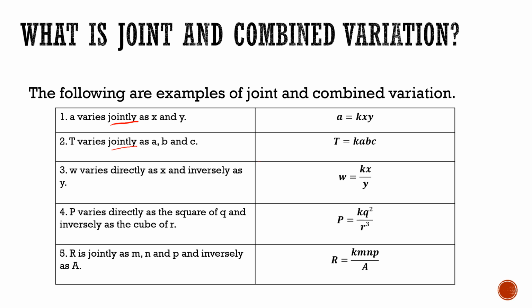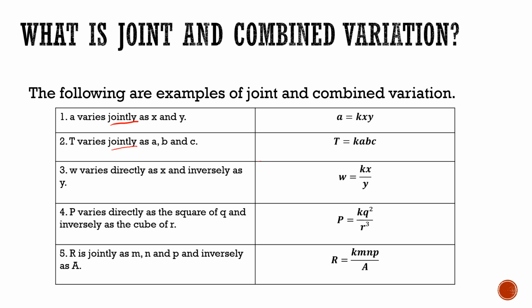For number 3 example, W varies directly as x and inversely as y. This is an example of a combined variation. By its word combined, meaning this is a combination of two different variations. Remember that in a combined variation, the combination can be a direct linear variation and an inverse variation. Another combination is direct square variation and inverse variation. And the third is joint variation and inverse variation. For number 3 example, W varies directly as x and inversely as y. We can write this as W equals kx all over y.